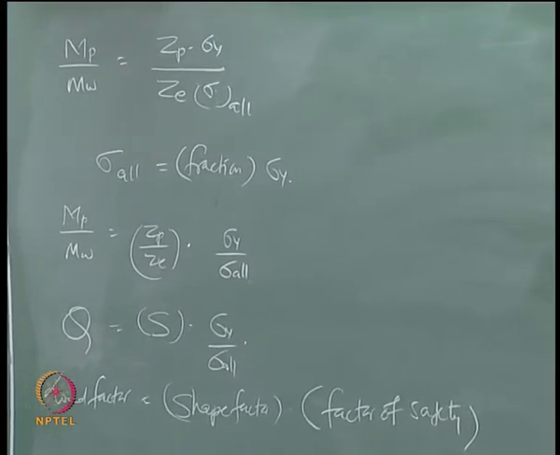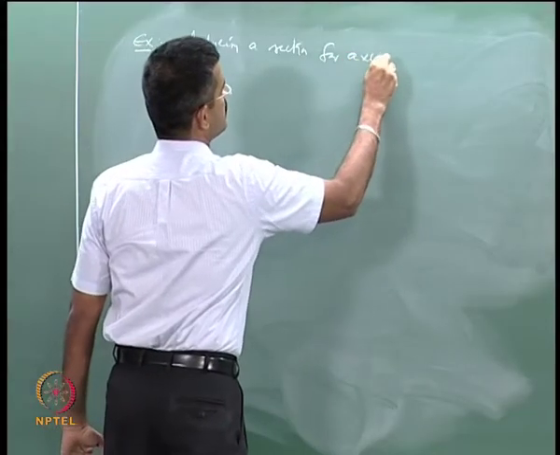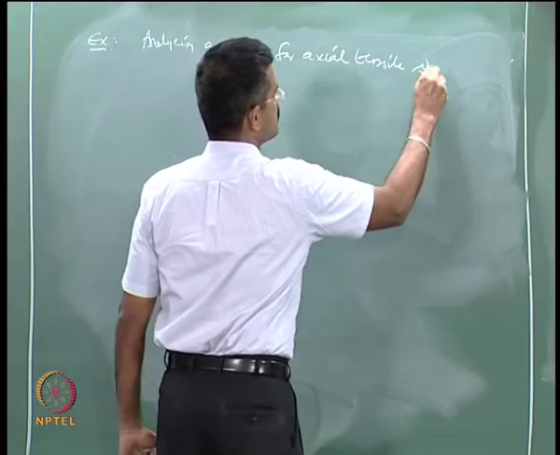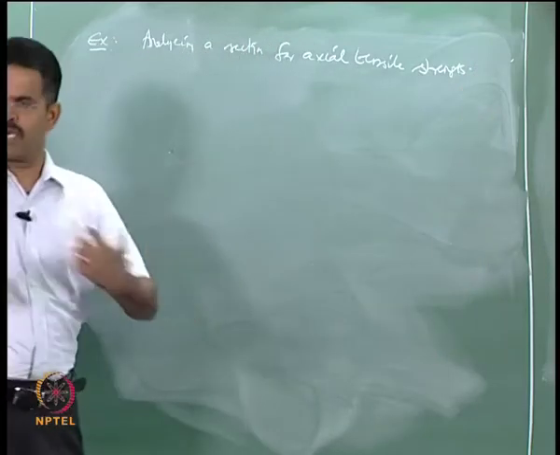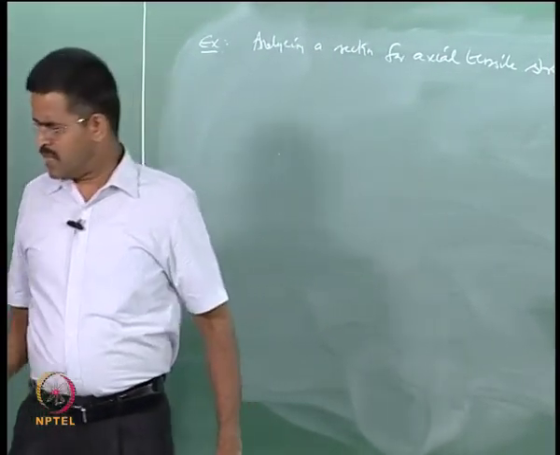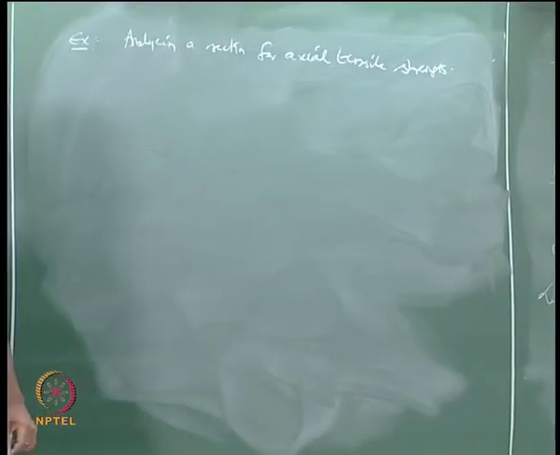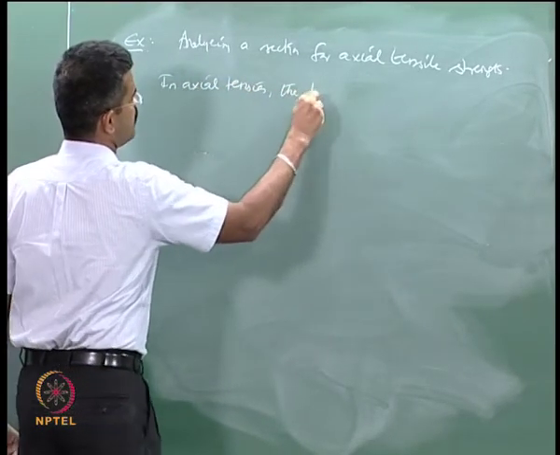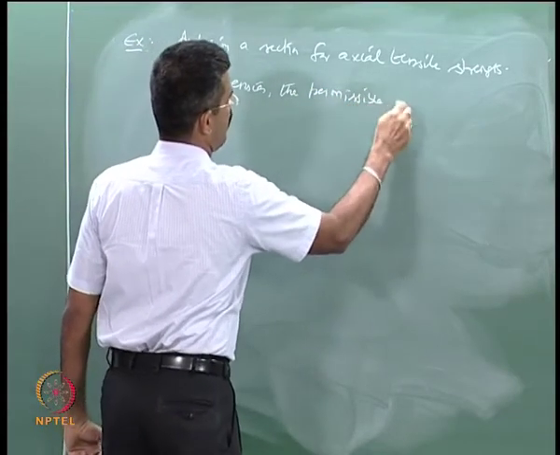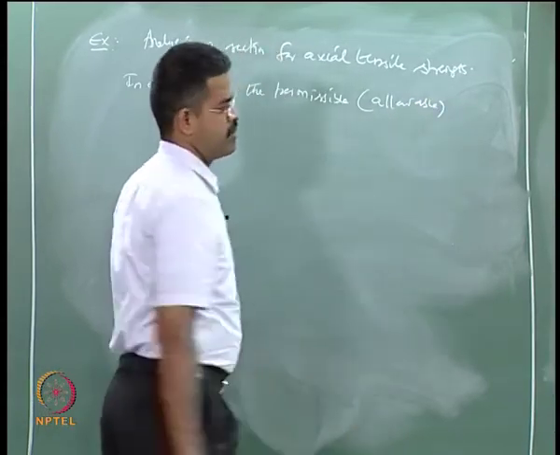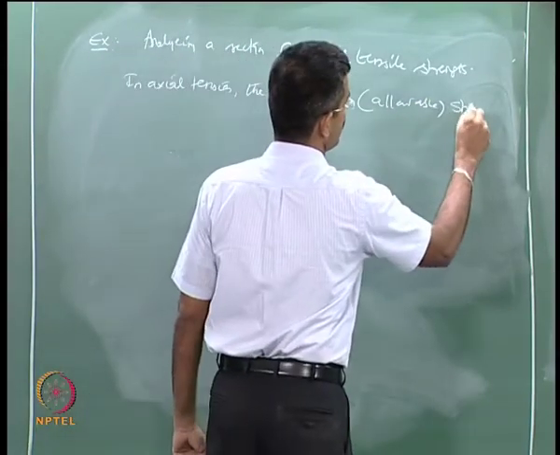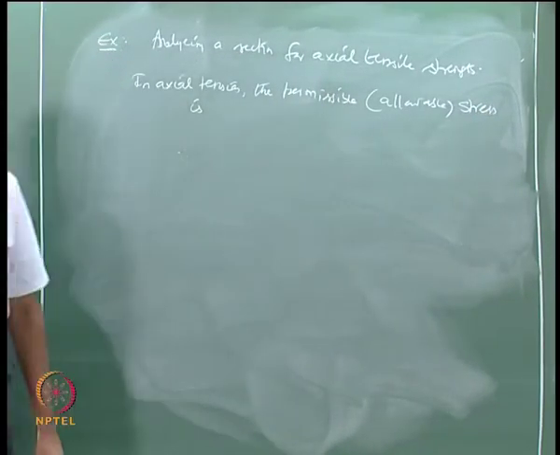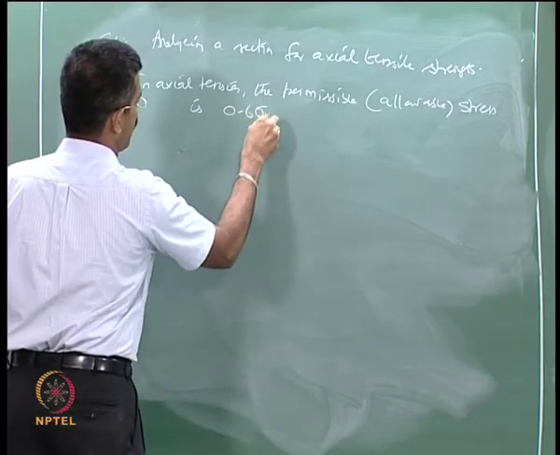Let us say I am analyzing a section for axial tensile strength. I am having a bar, I am trying to pull the bar, I am analyzing the section for axial tensile strength. In axial tension, the permissible, or I can say allowable stress is 0.6 sigma y.